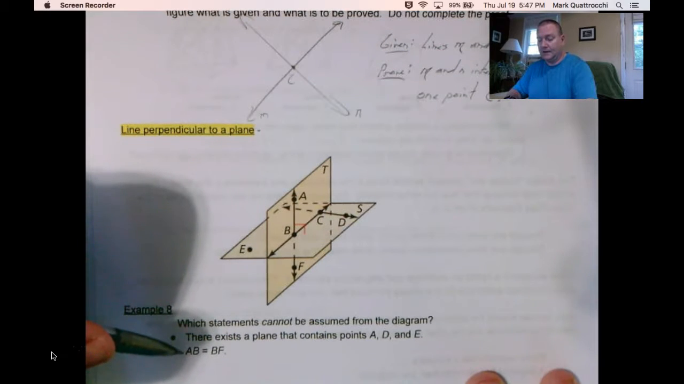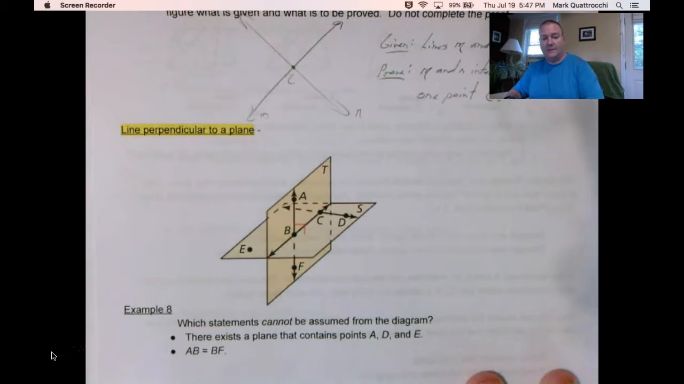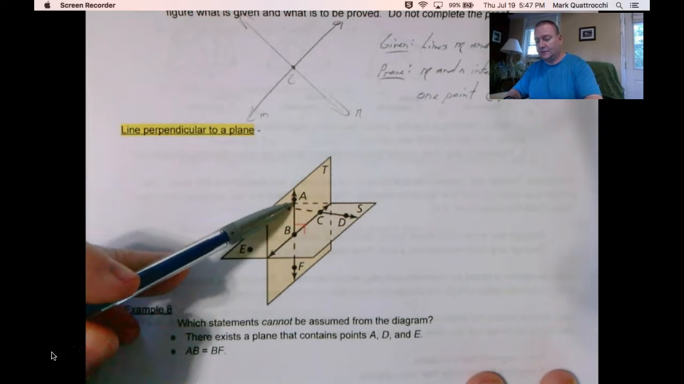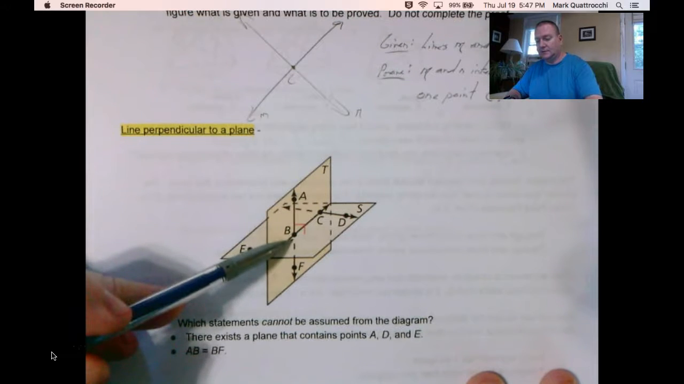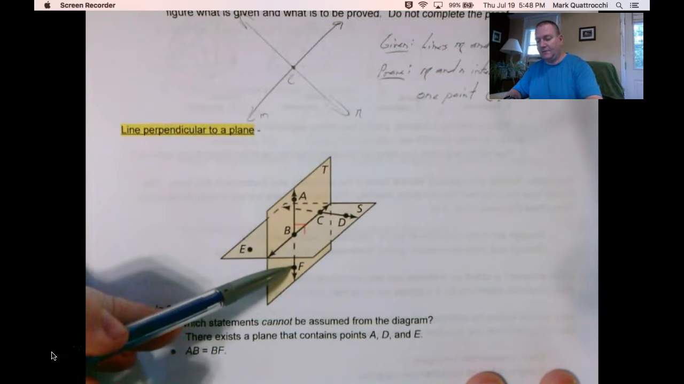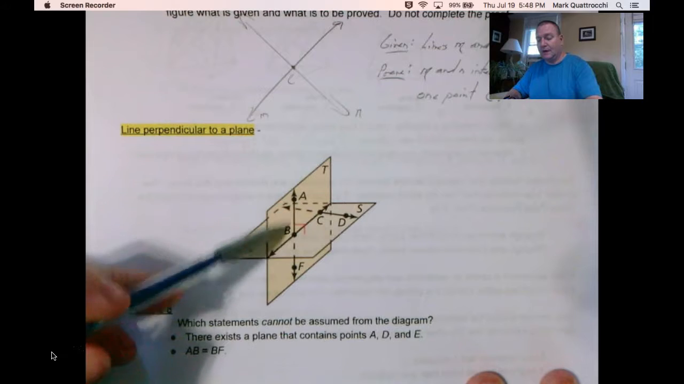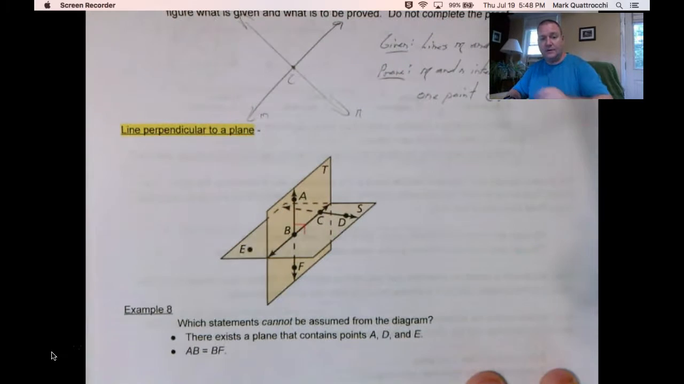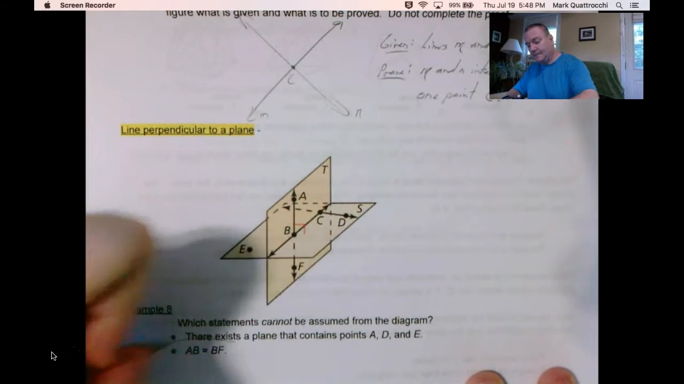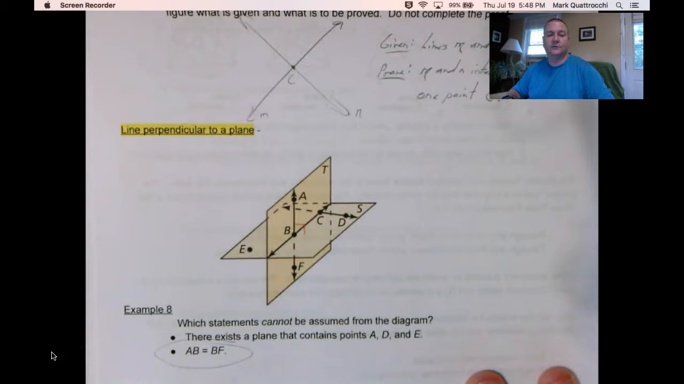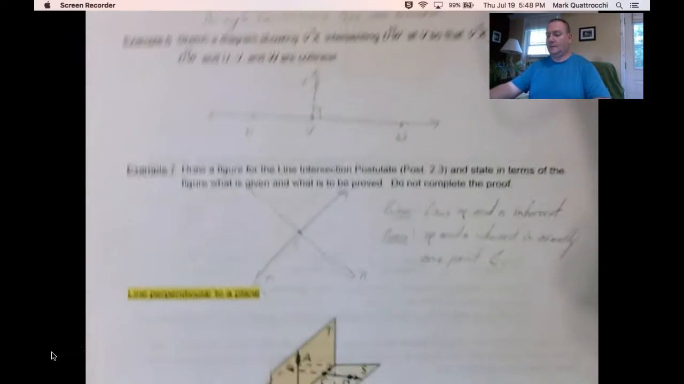All right. The measure of segment AB is equal to the measure of segment BF. Even though they appear to be equal, we cannot make that assumption. We can't look at that and just draw the conclusion that they are equal. So this is the one that cannot be assumed. Okay.